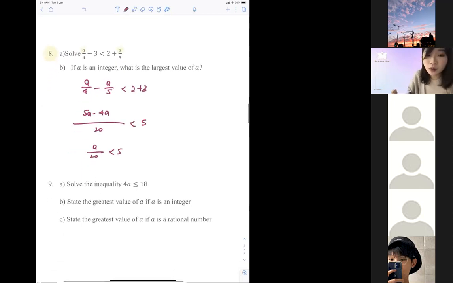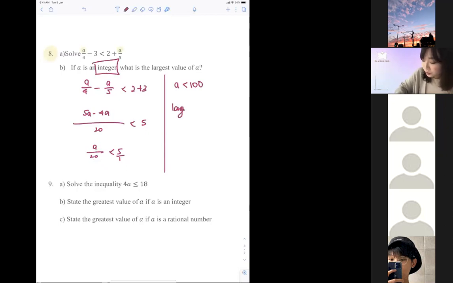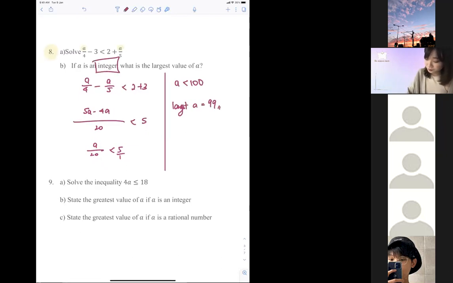Just now I told you it's important when you bring down, up, because now you have 5 over 1. You're used to cross multiplying, so it's always down, bring up, down, bring up, so you don't make careless mistakes. So 1 goes here, 20 goes here. So it's just A is less than 100. Integer means whole number. If A must be smaller than 100, the largest A is 99. Make sense, right?